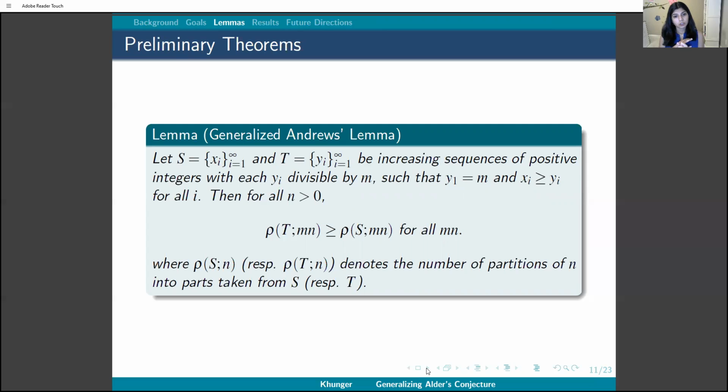Then it holds that the number of ways to partition a multiple of m into parts from T is always greater than or equal to the number of ways to partition that same multiple of m into parts from S. And this makes intuitive sense because the parts from T are smaller than the parts from S.